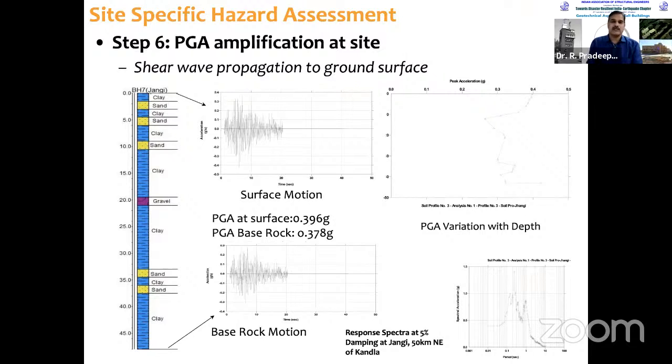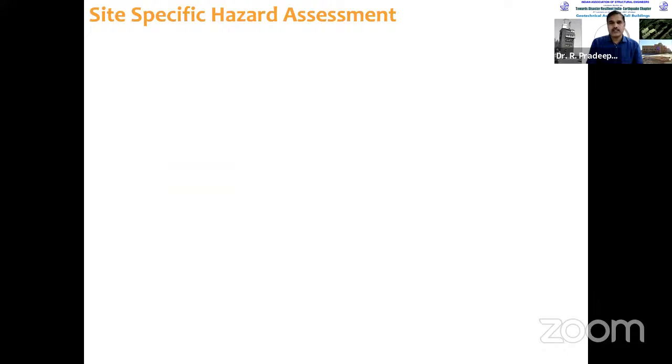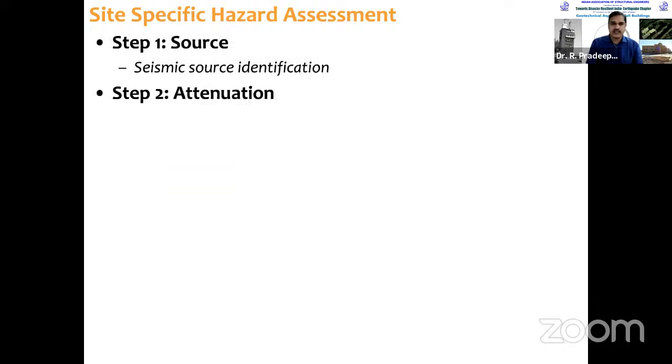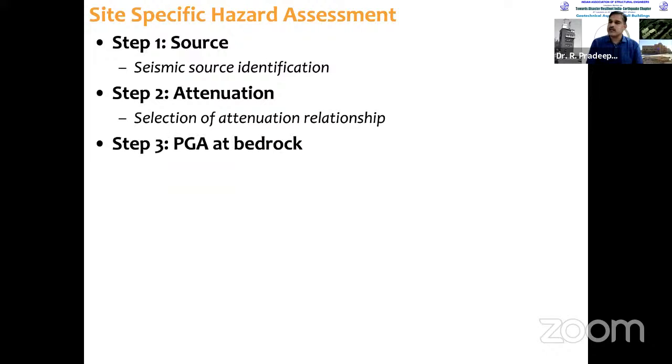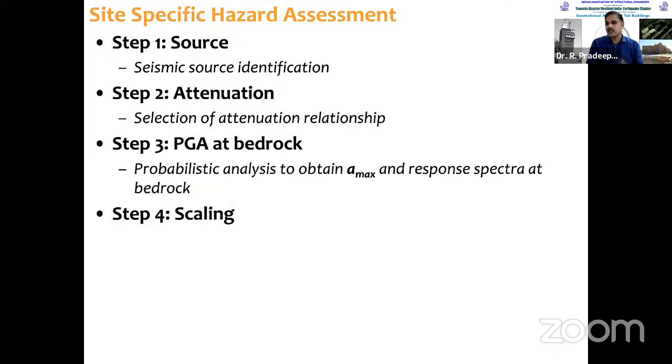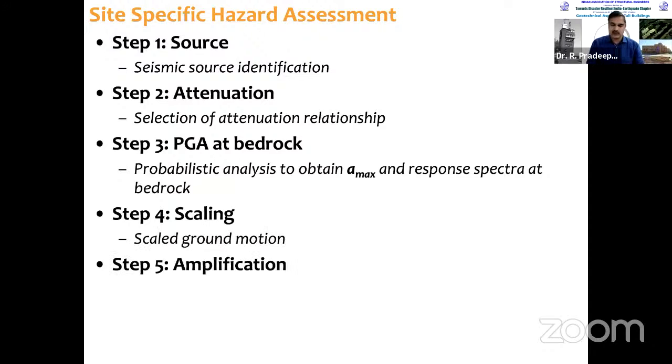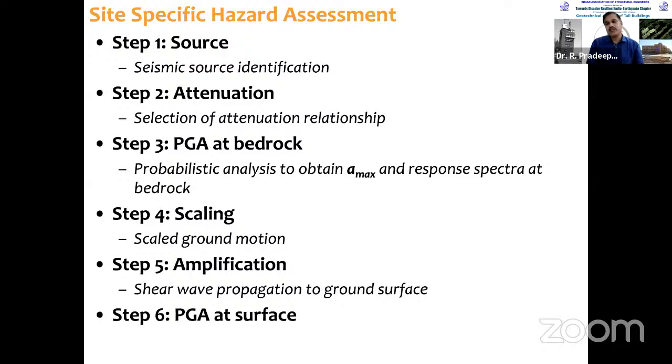Sometimes what happens is when loose soils are there, amplification can go up to 3 times, 4 times also. So if acceleration at the bedrock is say 0.1 g, when it is coming to the surface, it can be 0.3 g or 0.4 g even. So in summary, what is the site-specific hazard assessment? First is the source identification. Second is the attenuation relationship. Third is PGA at bedrock level. And fourth is the scaling of ground motion, that is using amplification. And then PGA at the surface.